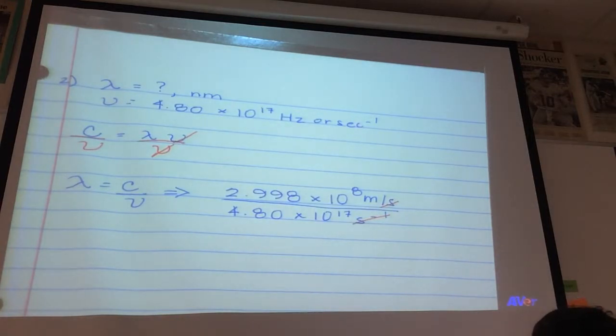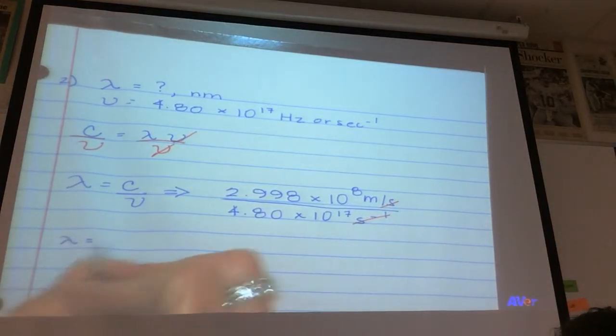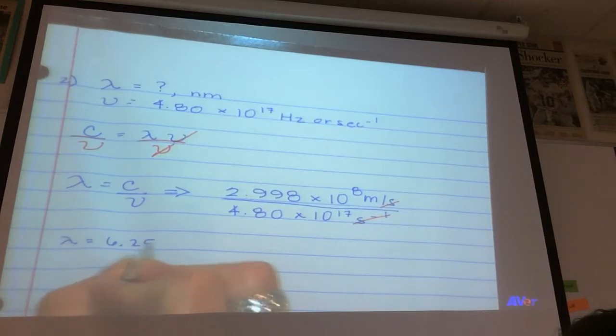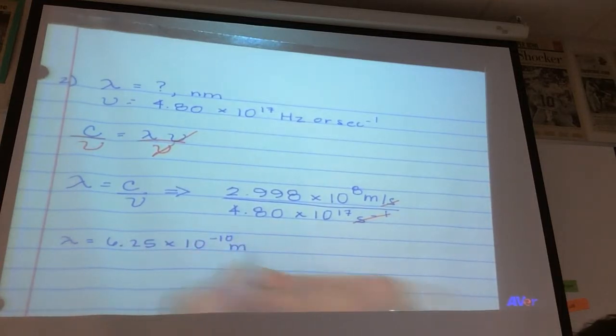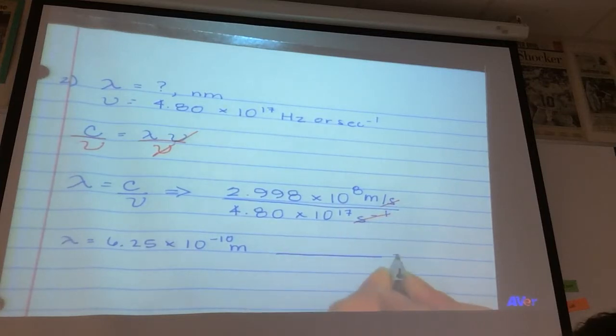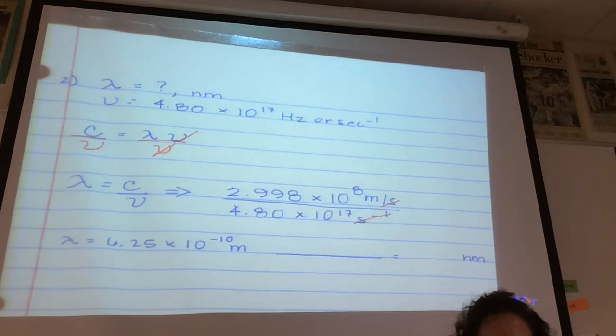You have 2.998 EE8 divided by 4.80 EE17. And that is 6.25 times 10 to the negative 10 meters. But they asked for it in nanometers.